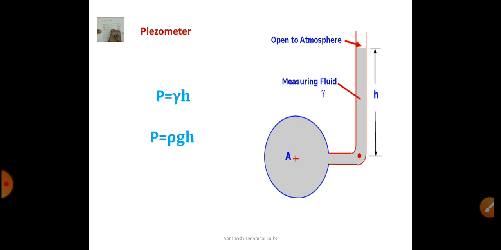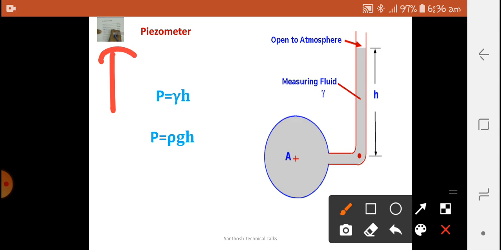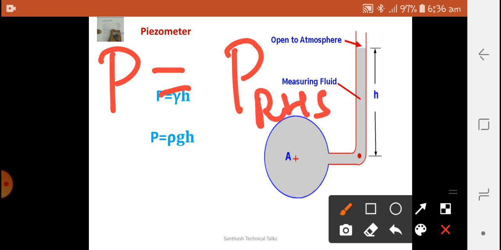So the simple piezometer I have explained here. I have not touched any other type of pressure measuring devices, since with the help of the problems themselves we can easily notice that. And one thing to notice in manometers: the pressure at the right hand side is equal to the pressure at the left hand side. That is our interest.